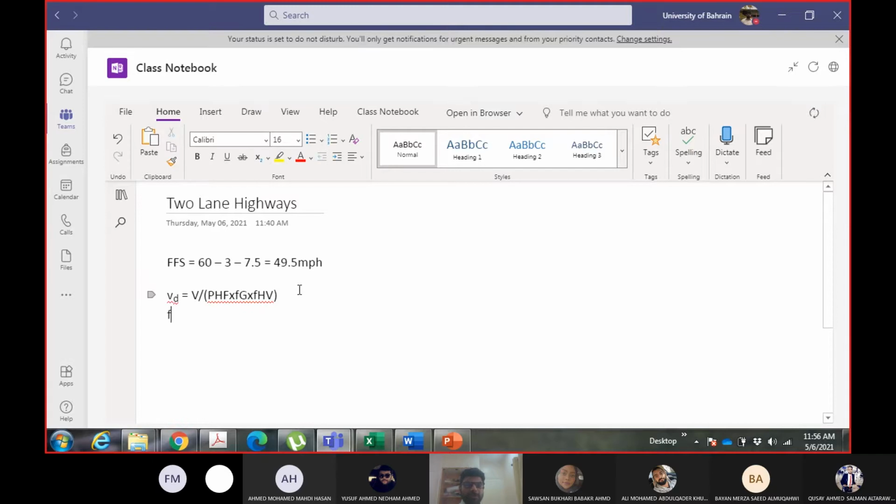Okay, so I need FHV. We have calculated FHV many times in the last chapter. So 1 divided by 1 plus the percentage of heavy vehicles, 15 plus 5, 20%, times the equivalency factor minus 1. For rolling terrain, the equivalency factor is 3. So 3 minus 1. How much is this factor?